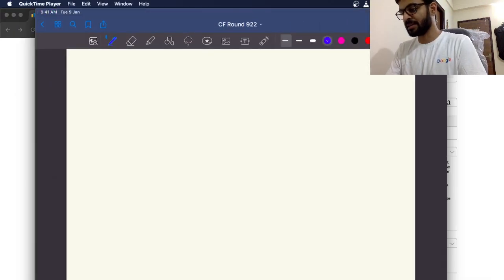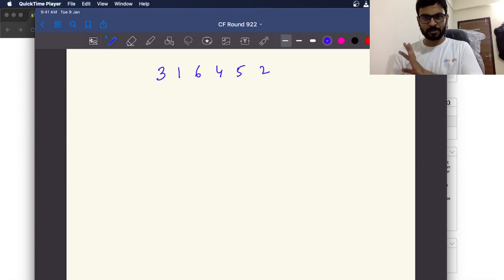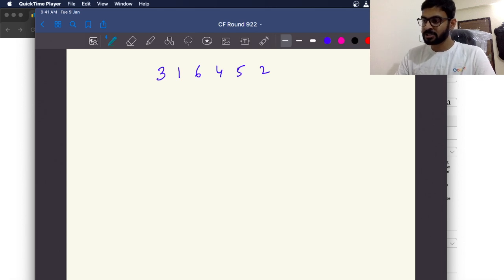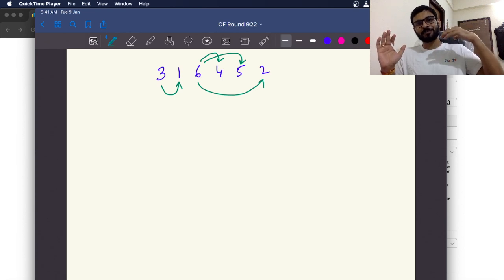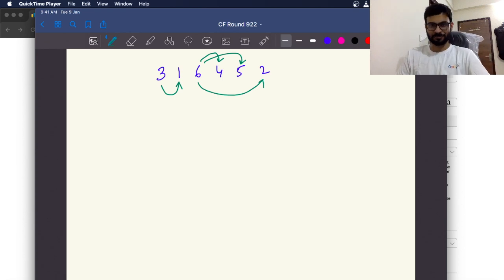Let's say we have something like 3, 1, 6, 4, 5, 2. This is a permutation of the numbers from 1 to 6, but it is not sorted. What is an inversion? This is an inversion, that 3 is coming before 1. 6 is coming before 2. This is an inversion. 6 is coming before 4. 6 is coming before 5. This is an inversion. 3 coming before 6 is not an inversion because 3 should come before 6. So, in simple language, wherever a greater number appears before a smaller number, that is an inversion.